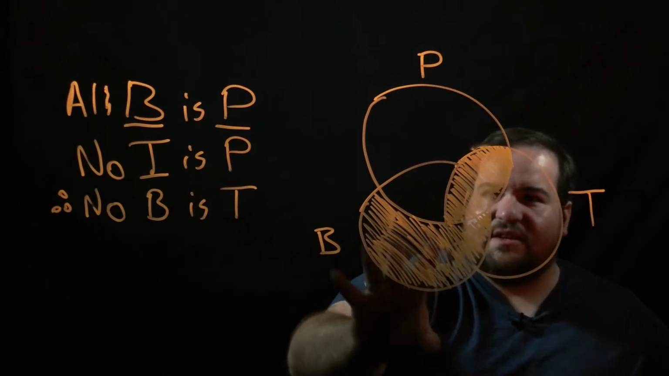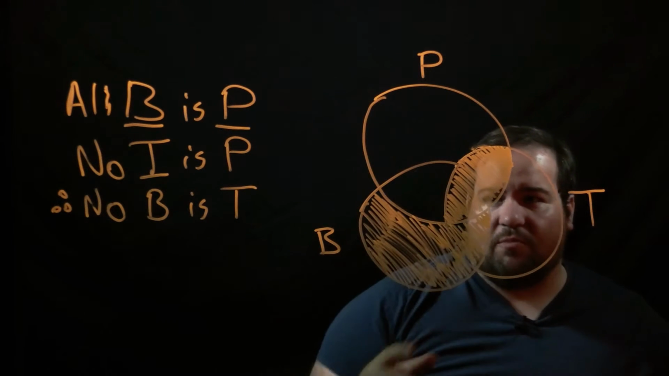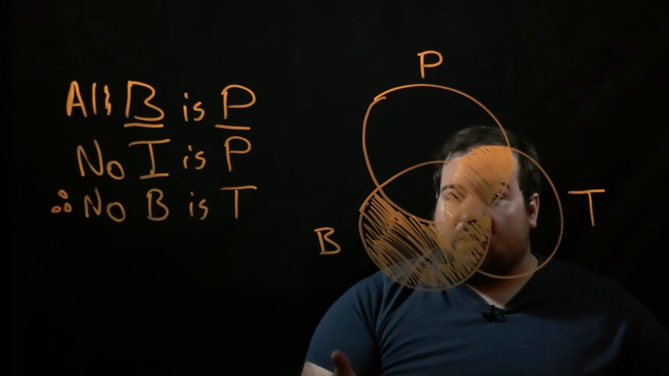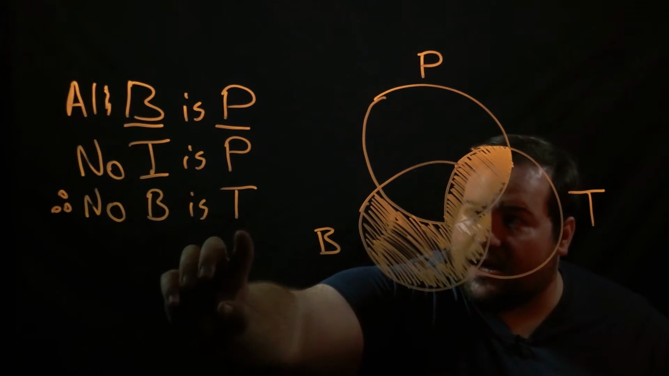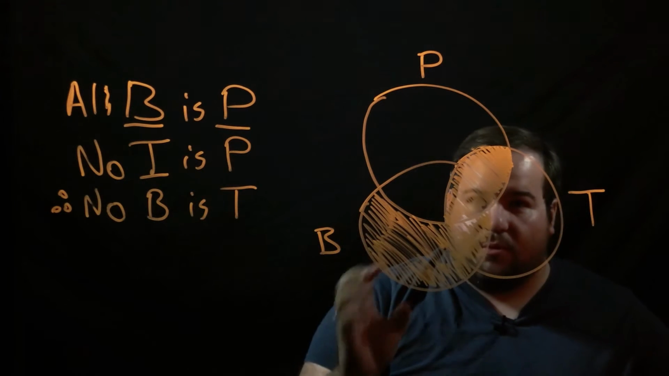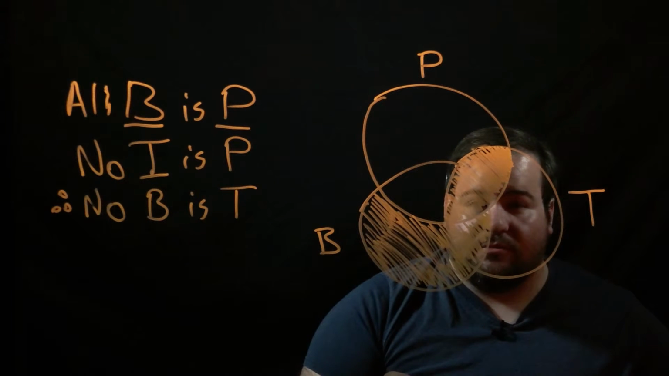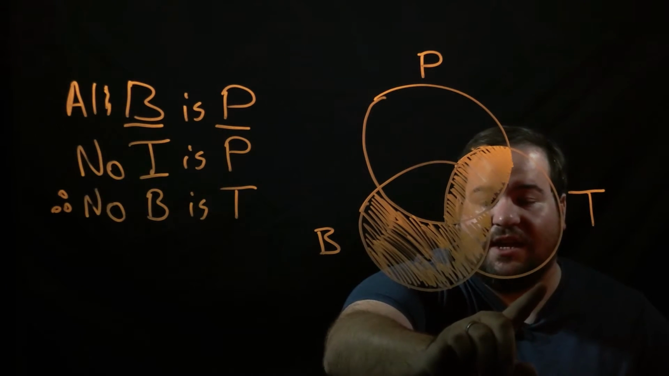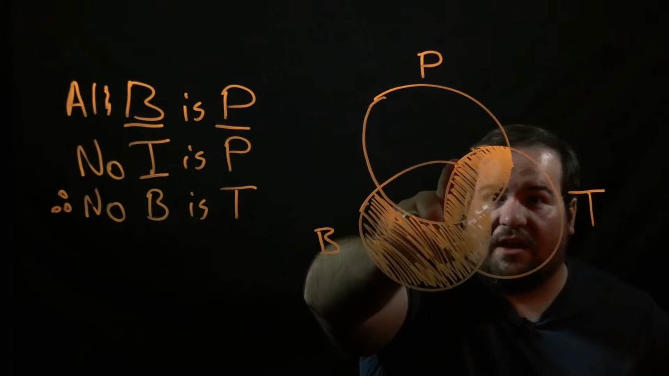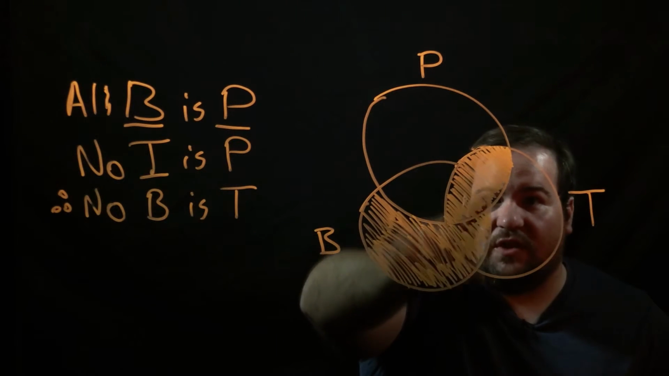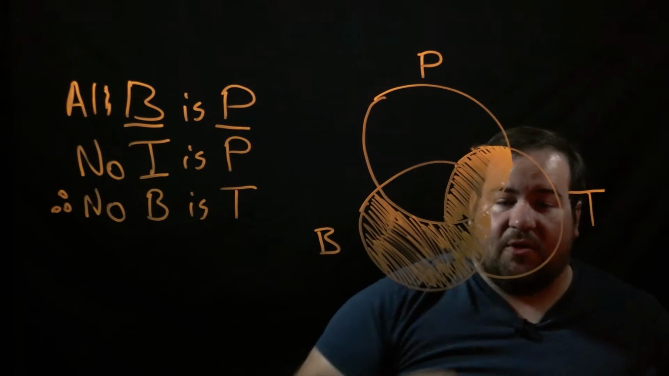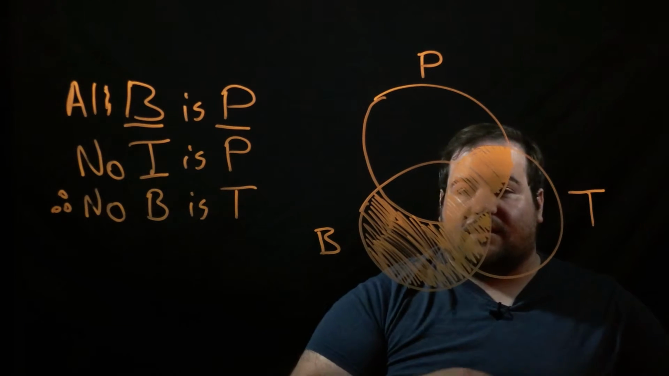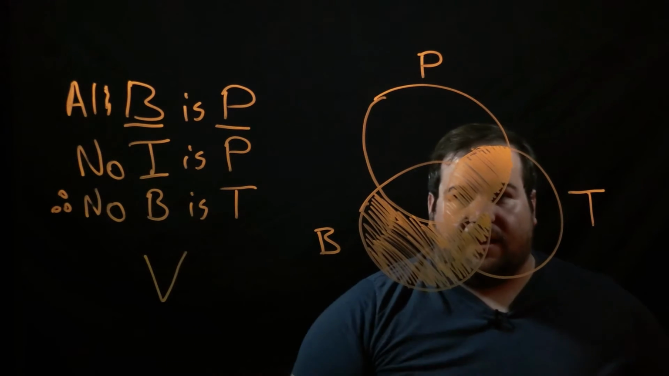So on the basis of this representation of our premises, what can we say? Well, can we affirm the conclusion, right? Can we affirm that no burrito is a taco? Well, that would mean that there's no part of B that also touches T. And if that was the case, then this whole area where they overlap would have to be shaded in. And lucky for us it is, which means that this argument is valid.